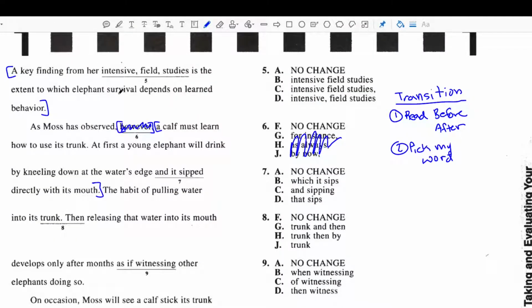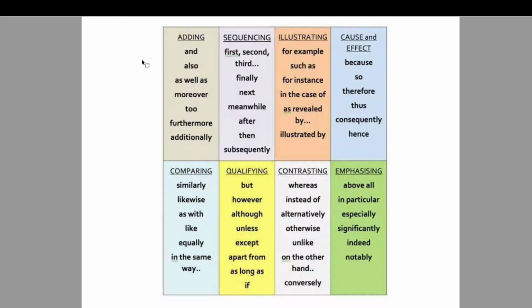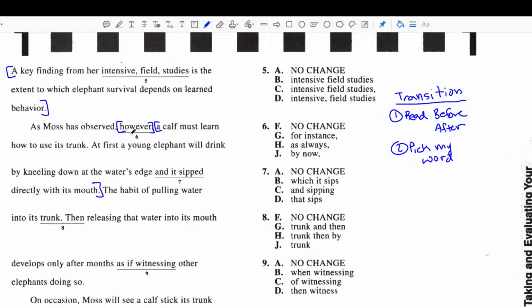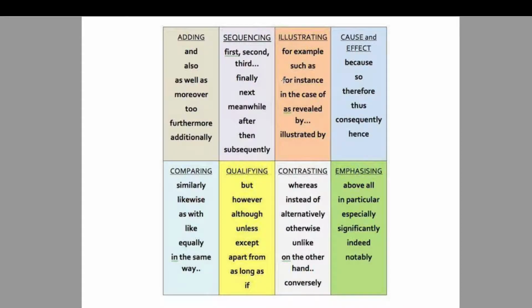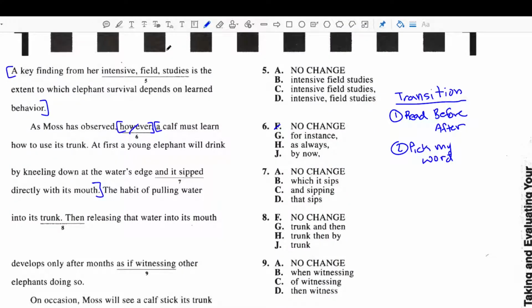Okay, so now what we want is one of these transition words that actually illustrate an example. Well, it's definitely not however, right? Because if we go into this category, however is a qualifying transition word, not an illustrating transition word. So I would get rid of that, and that would be answer choice F. For instance, and hopefully it's in here. Yep, you see how for instance is in the same category as for example? So because it's analogous, I know that this is going to be the right answer because I chose a for instance or for example on my own by reading this passage.